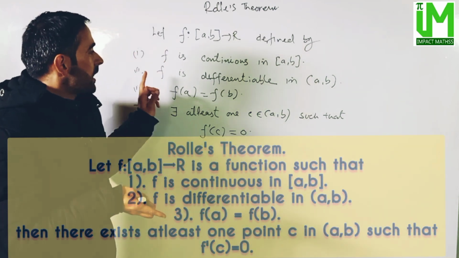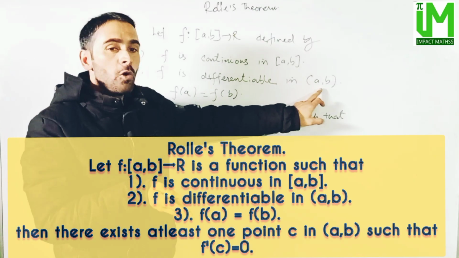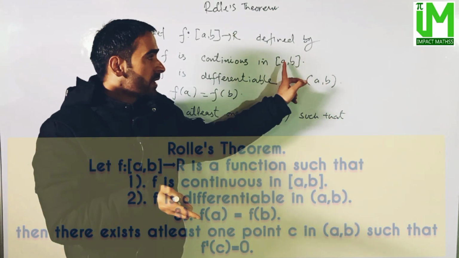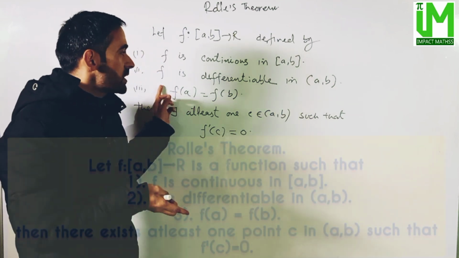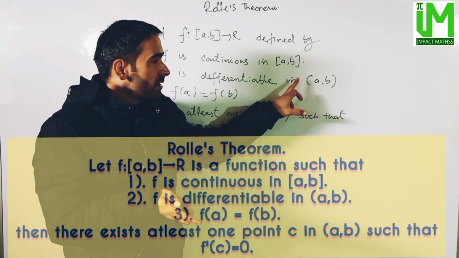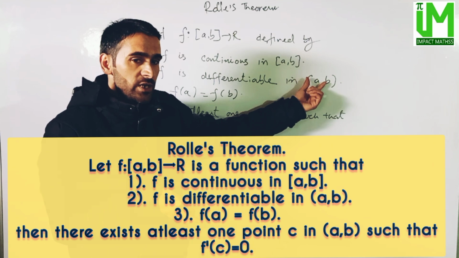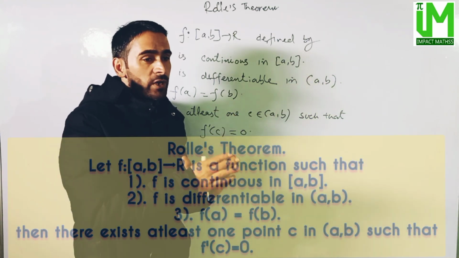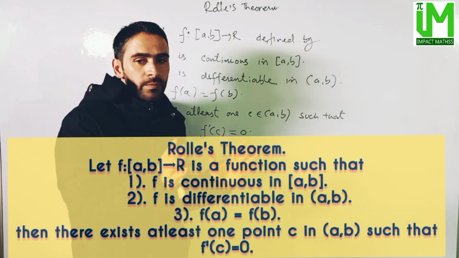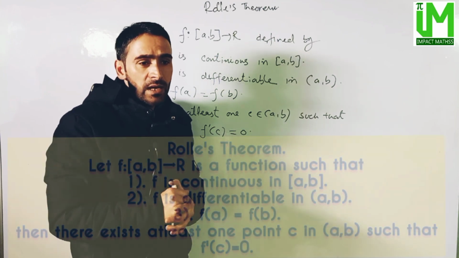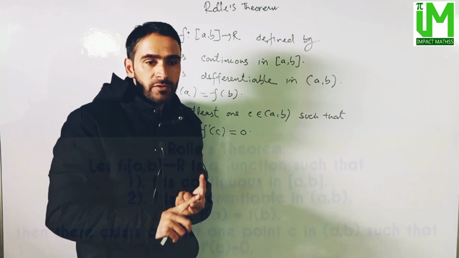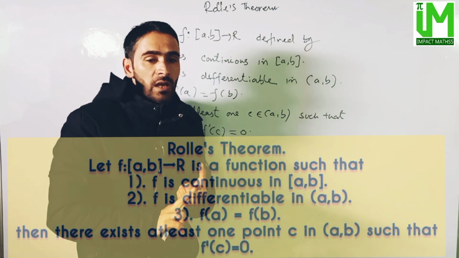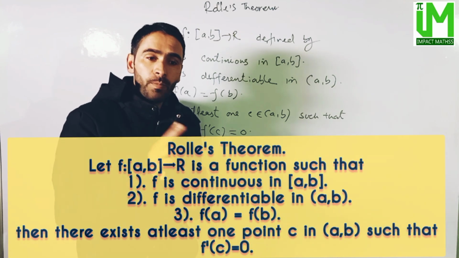And number second, f is differentiable in open interval (a,b). Above we have the closed interval and here we have the open interval. f is differentiable in (a,b), meaning the open interval, so the end points are excluded. We do not check differentiability at the end points. So first condition, f has to be continuous on the closed interval [a,b]. Second condition, f has to be differentiable in open interval (a,b).